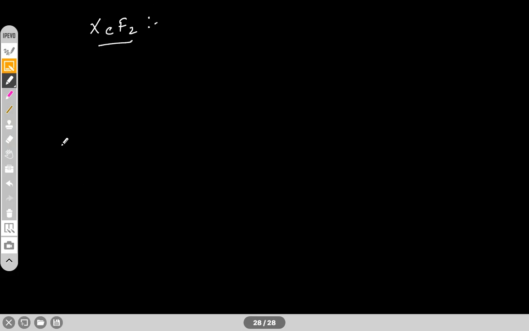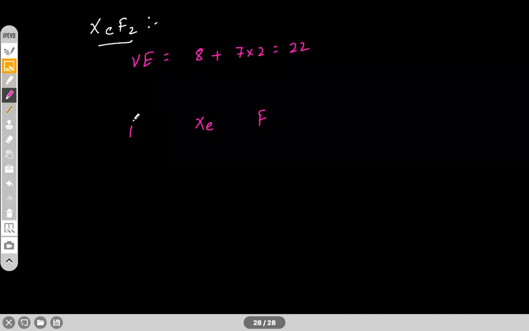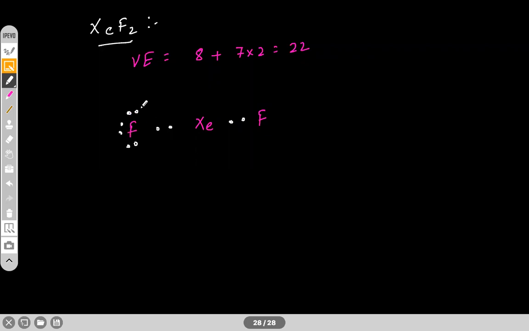So in this one, how many valence electrons? 8 for xenon and 7 for each fluorine, 22, right? Obviously xenon is the central atom, the least electronegative one. Fluorine will be placed this side, then one pair in between the atoms. We are left with 18 electrons. So 1, 2, 3, 4, 5, 6, octet is complete. 1, 2, 3, 4, 5, 6, octet is complete. How many electrons are we left with? 6 plus 6, 12, 12 plus 4, 16. We are left with 6 more electrons. So we have 3 lone pairs on xenon. This is the structure.